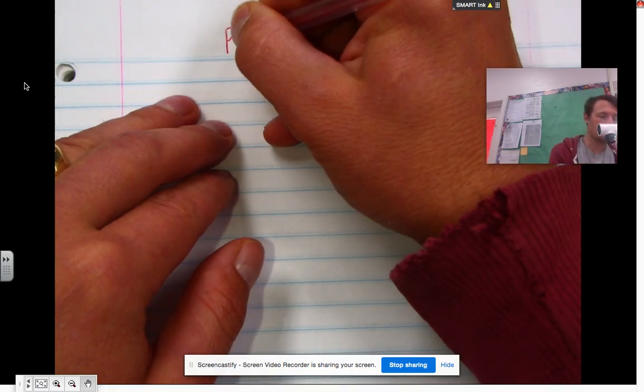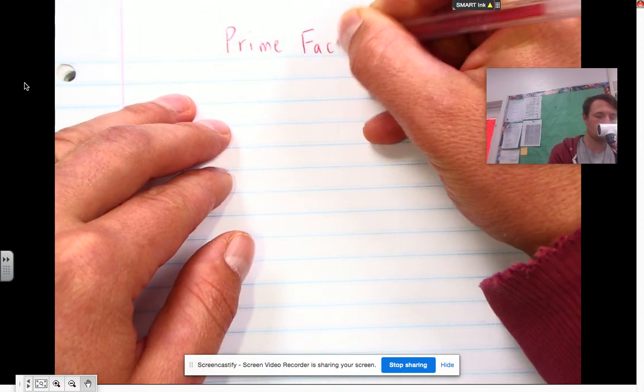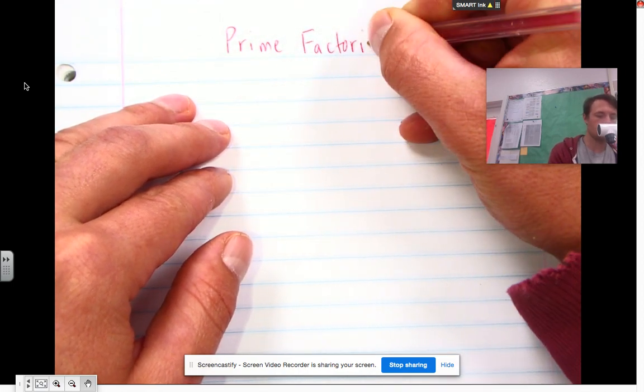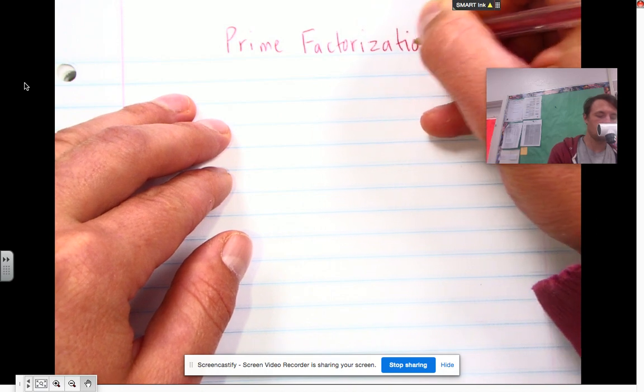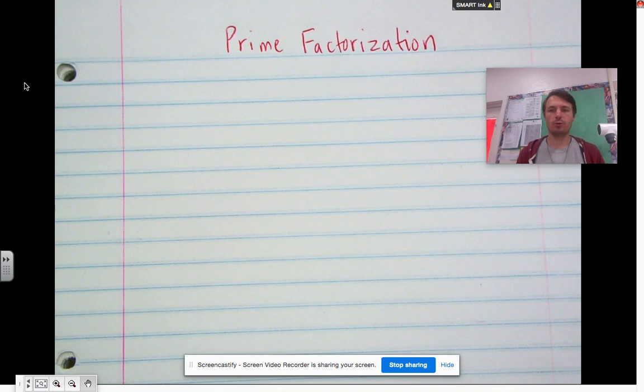Go ahead and get a piece of scratch paper ready. Actually, not scratch paper. Take your math notebook out so that you can take notes as I go through this lesson with you. At the top of the page, write prime factorization, because that is what today's lesson is about.